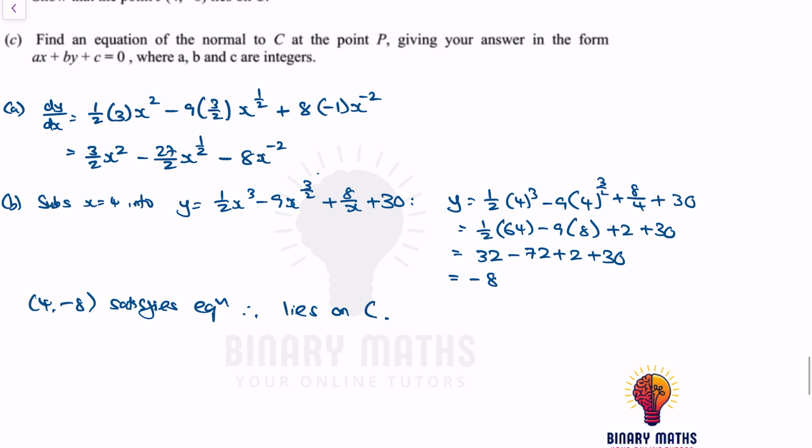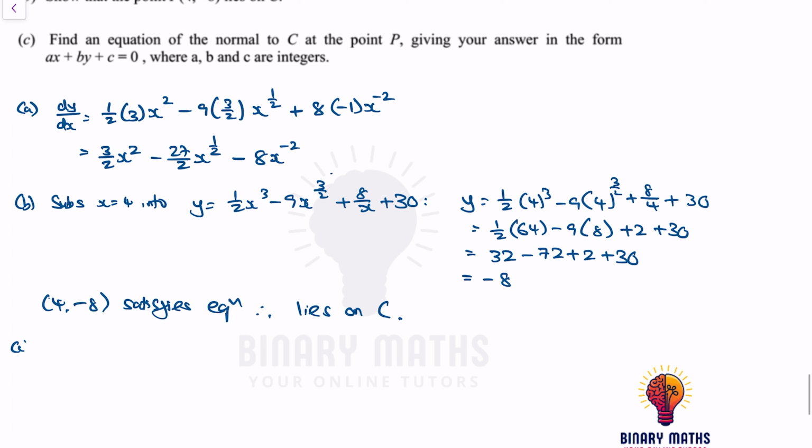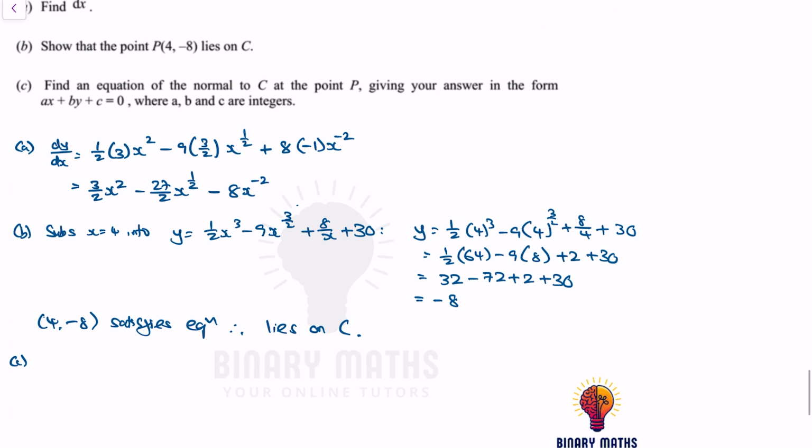Last part, find an equation of the normal to C at the point P, giving your answer in the form ax plus by plus c equals 0, where a, b, c are integers. Okay, so we've got the point P and we've got the gradient function, which gives you the gradient of the tangent. So dy/dx at x equals 4 gives you 3 over 2 times 4 squared minus 27 over 2 times 4 to the power of a half minus 8 times 4 to the power of minus 2.